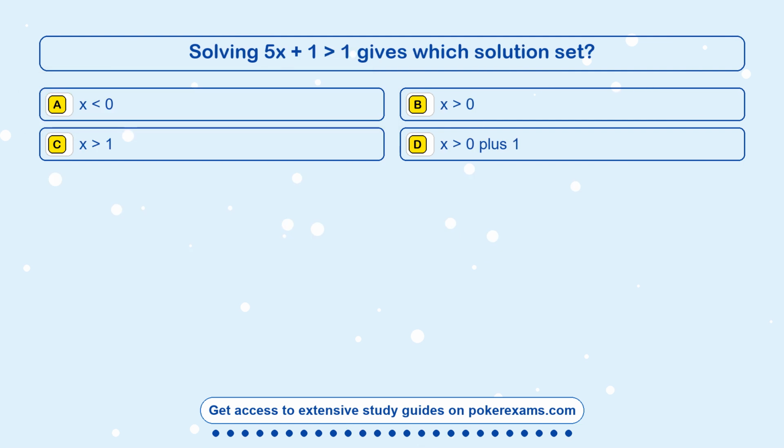Question 10. Solving 5x plus 1 gives which solution set? Option A x0. Option B x0. Option C x1. Option D x0 plus 1.